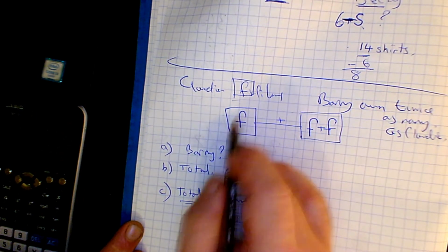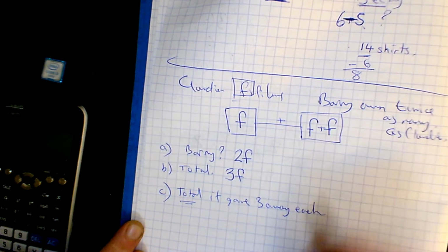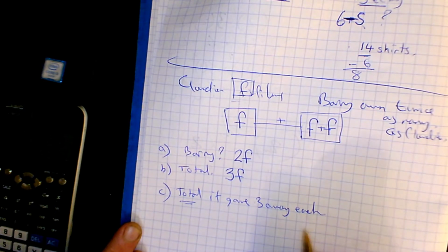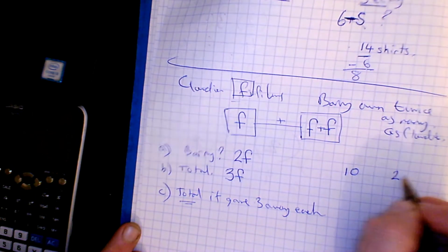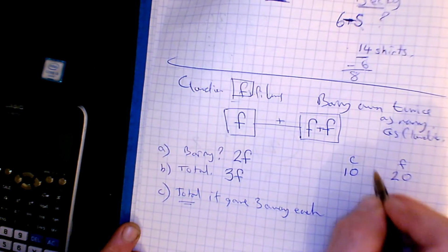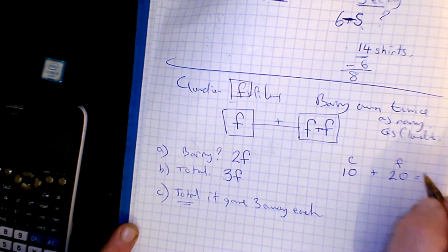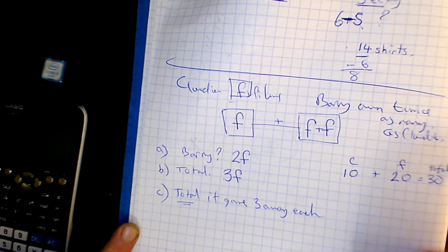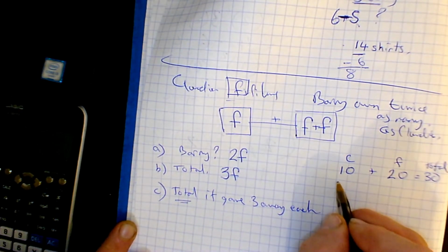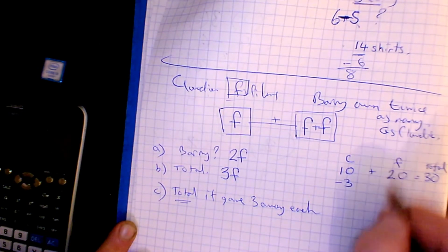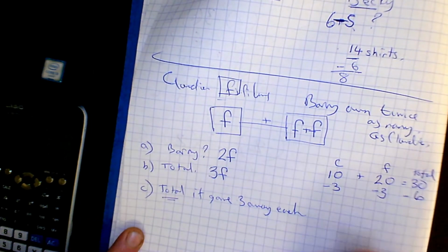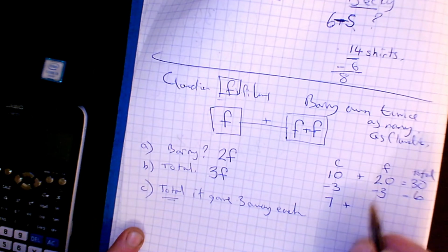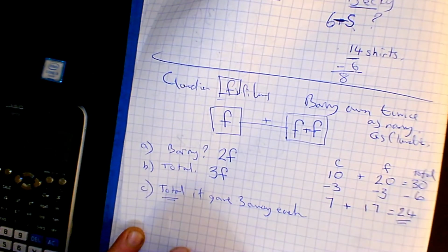Now we don't know how many films Claudia owns or Barry owns. Okay, we could again try and test it. Let's say Claudia owns 10, okay, and Barry owns 20. So if we had the total, we would have 30 films. Out of those 30 films, Claudia is going to give away 3, Barry is going to give away 3, so we would take 6 away from my total, which means Claudia would have 7, Barry would have 17, which would give me 24 films in total.